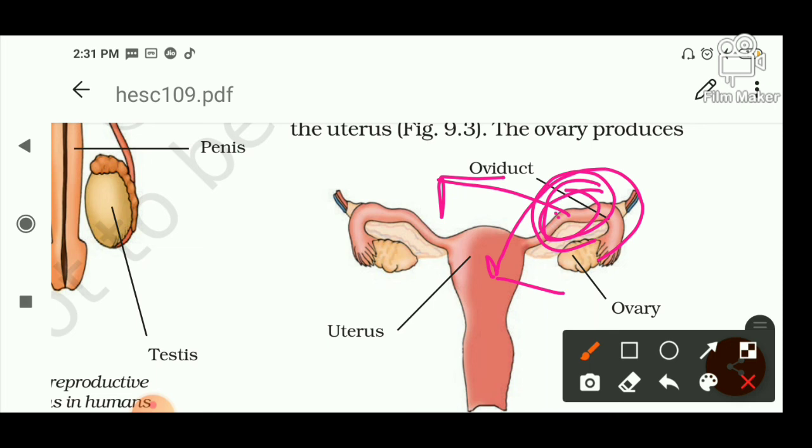Okay, then the fertilized egg moves into the uterus here, where the development of the fetus takes place. And if the egg is not fertilized, in that case it is discharged out from the body, which is called menstruation, right?